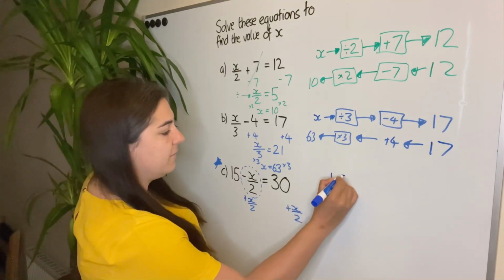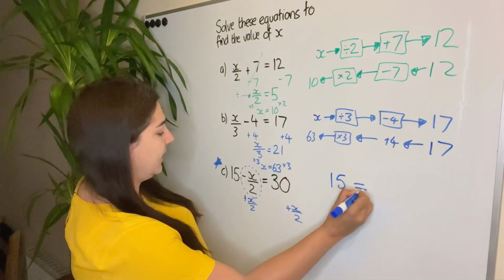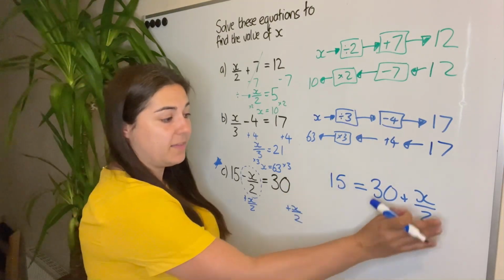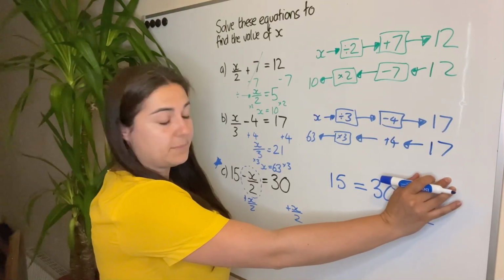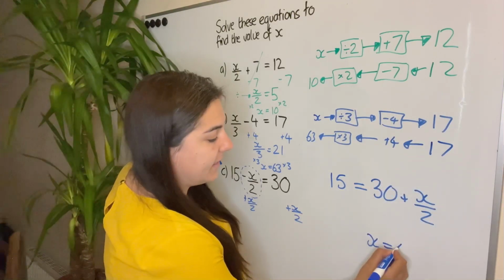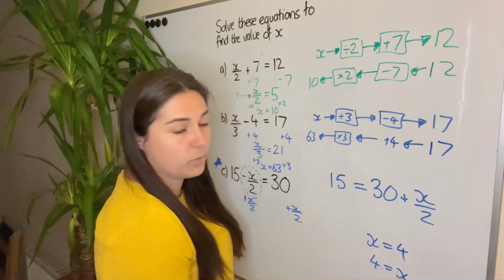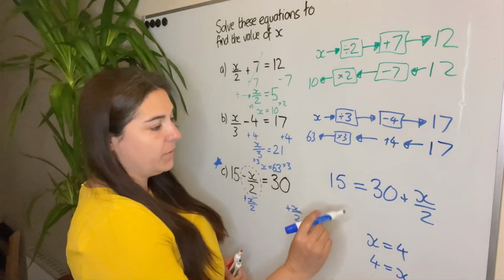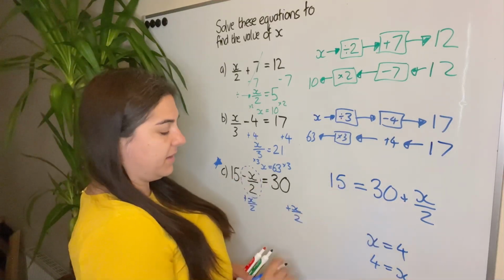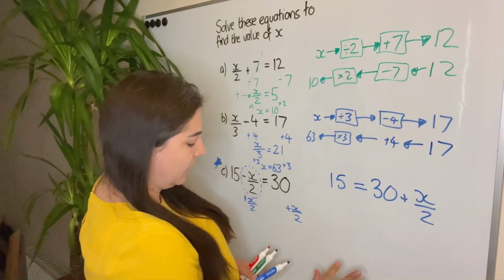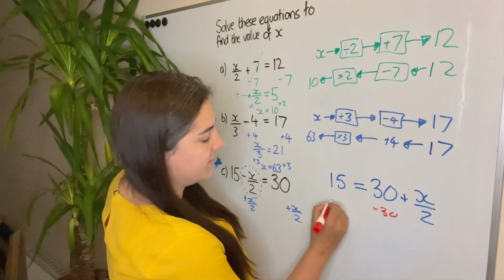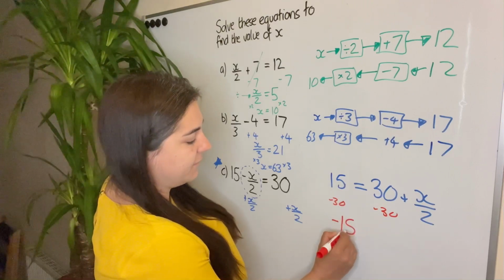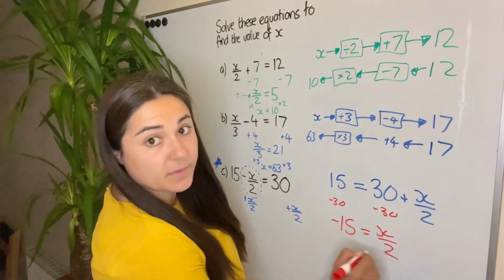So I'd be left with 15 equals 30 plus x over 2. And it doesn't matter that x is on this side. It doesn't matter at all, because if you said x equals 4, that is exactly the same as 4 equals x. It doesn't matter what side it's on, it's the same. So what would I do? Well, there's a positive 30 over here. So I'm going to subtract 30 from both sides. And I'm left with 15 take 30 is negative 15 equals x over 2.